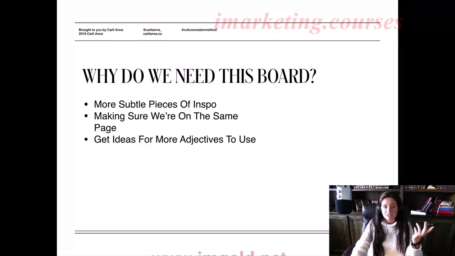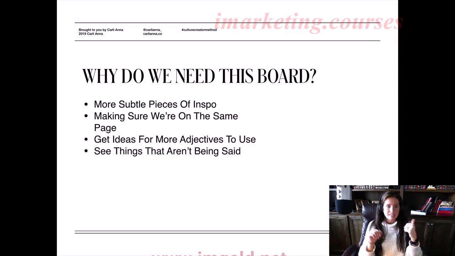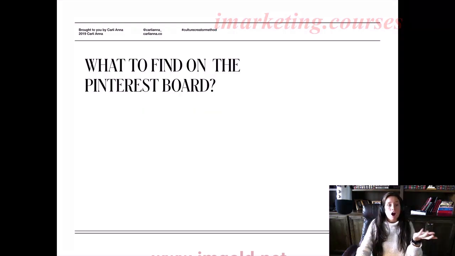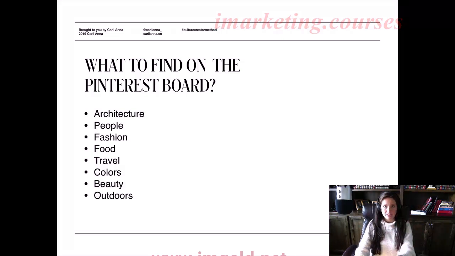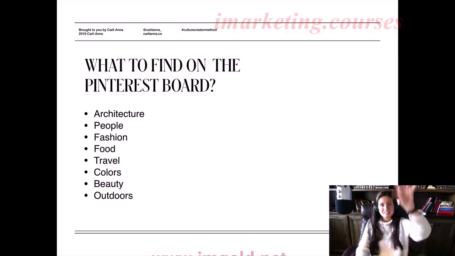And I get more ideas for adjectives to use when I'm finalizing their brand, that we'll talk about in phase 2. There might be more adjectives I find here. See things that aren't being said. A lot of the times things are hard to communicate over words, and a lot of people are just visual communicators. You never know whether or not they are. So what can you find on that Pinterest board? Lots of things. Basically anything that is not related to your specific industry. We just want to see overall inspiration, anything and everything.